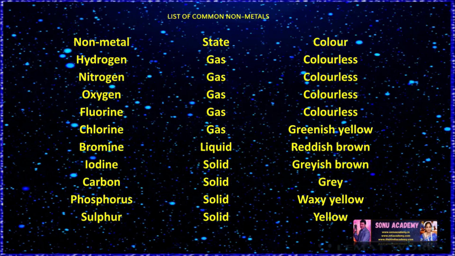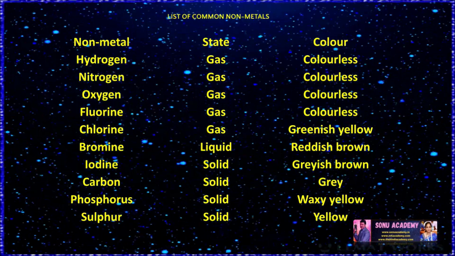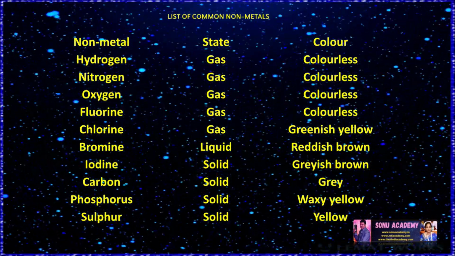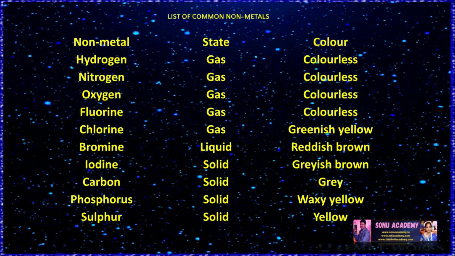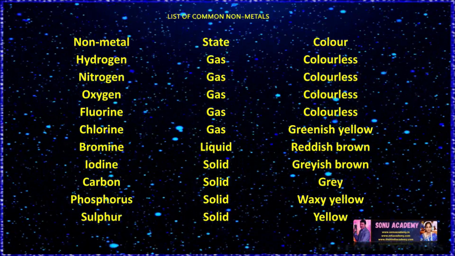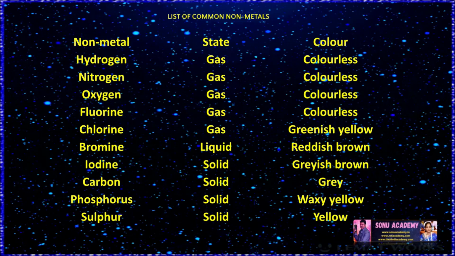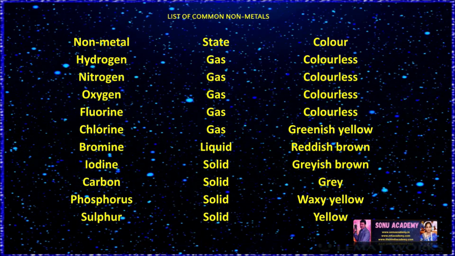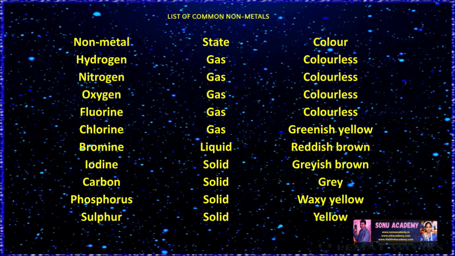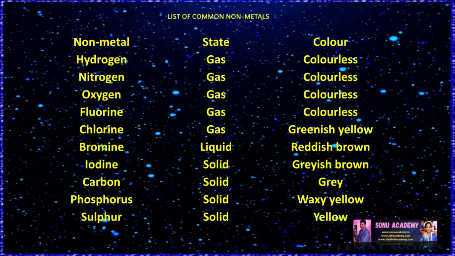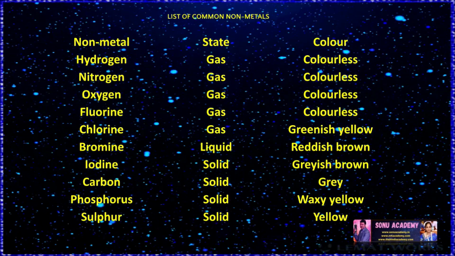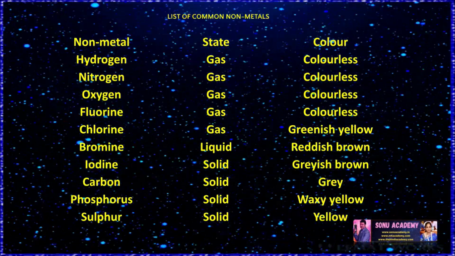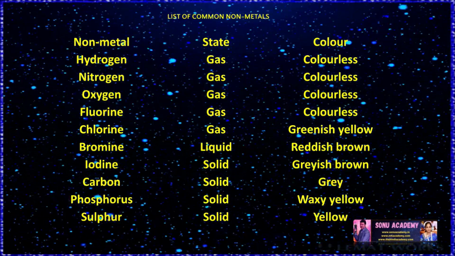Children, some common non-metals are shown in the image below. Let us study. The list of common non-metals: hydrogen, its state is gas and it is colorless. Nitrogen, a gas, also colorless. Oxygen, a gas, colorless. Fluorine, a gas, colorless. Chlorine, a gas, greenish yellow in color.